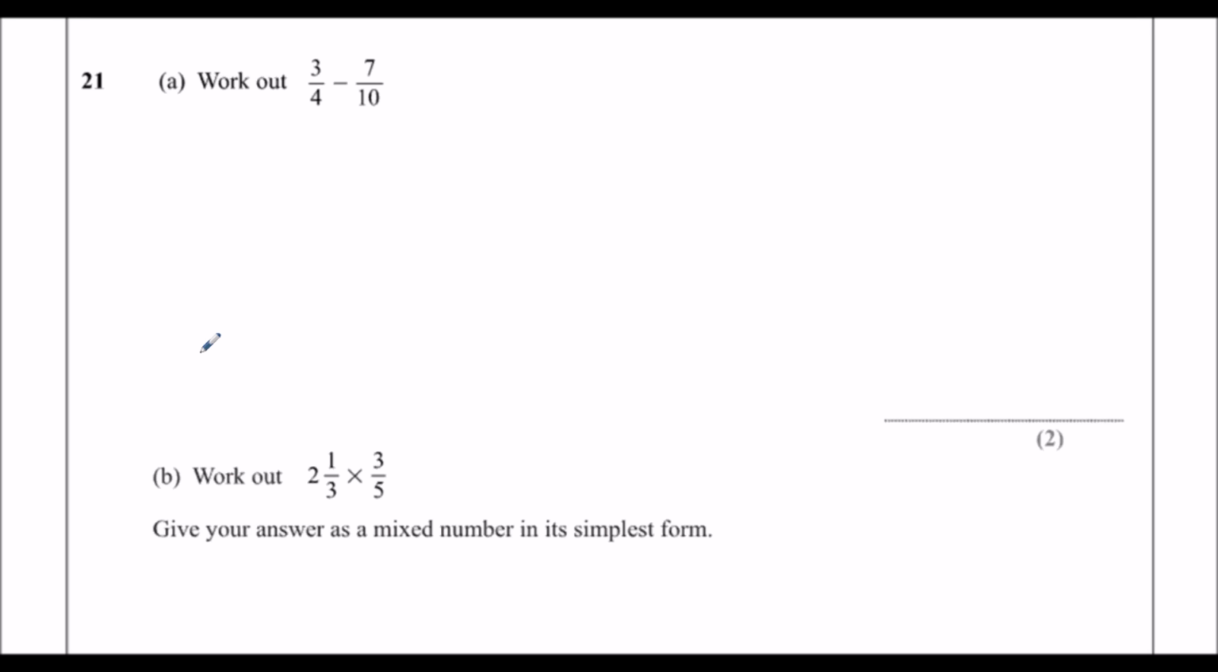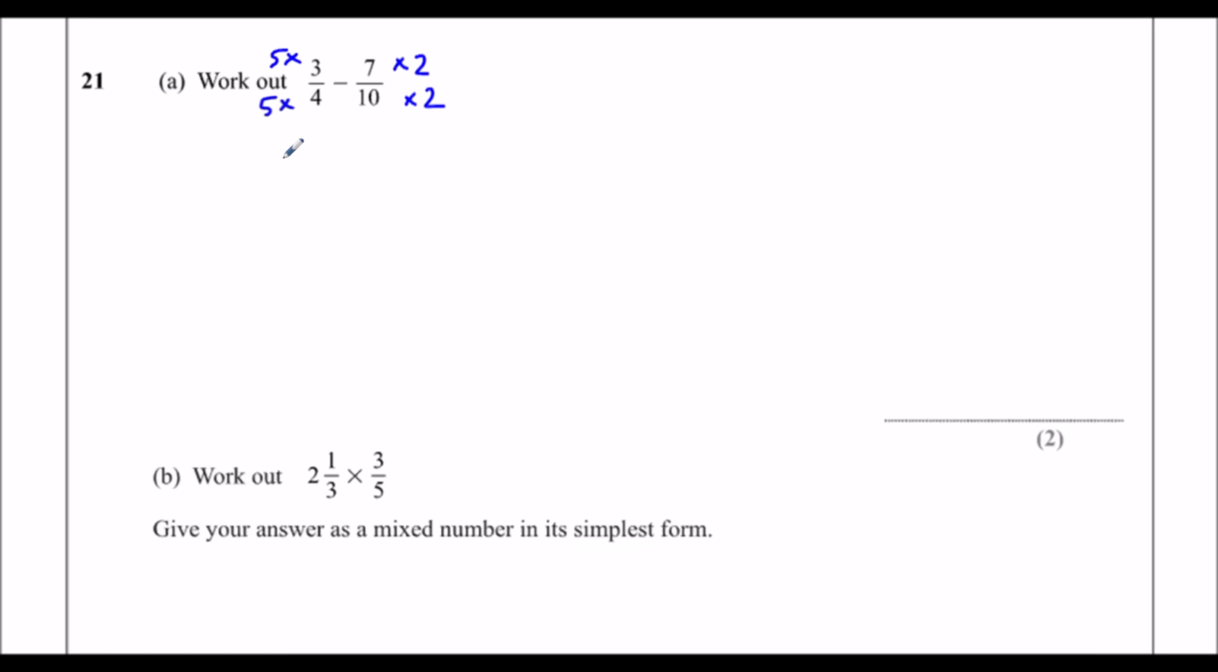Question 21. We are subtracting fractions here. So work out 3/4, take away 7/10. To add or subtract fractions, we need to make the denominators the same, the bottom numbers the same. So I can make them both 20 if I multiply my left fraction by 5 and my right fraction by 2. It wouldn't be wrong if we multiplied by 10, 3/4 top and bottom by 10, and 7/10 top and bottom by 4, and made both the denominators 40, but this is a simpler version.